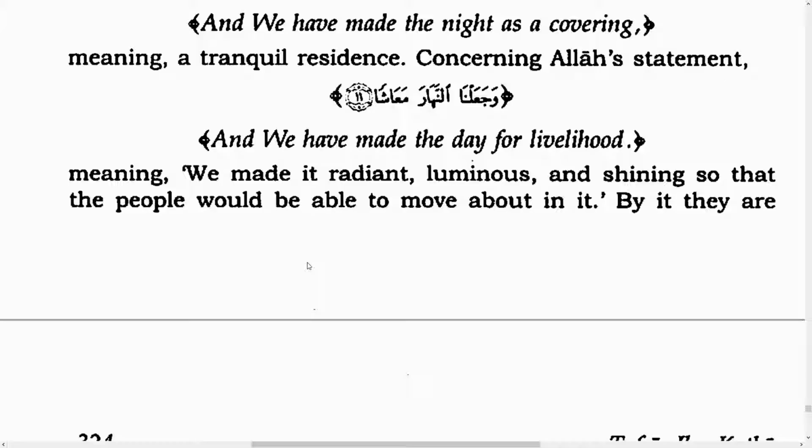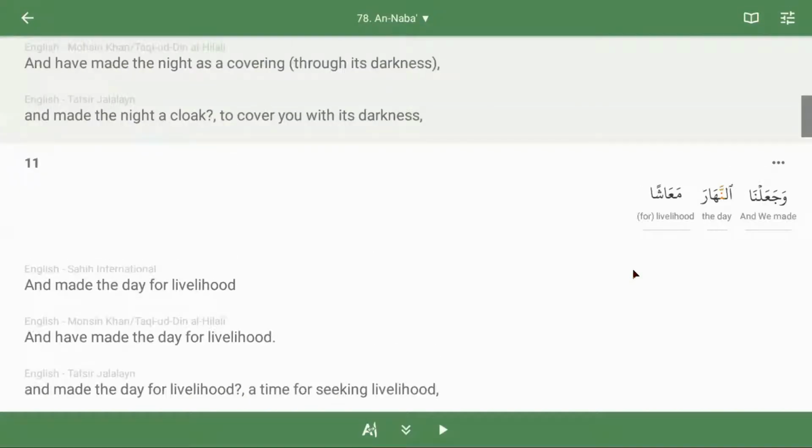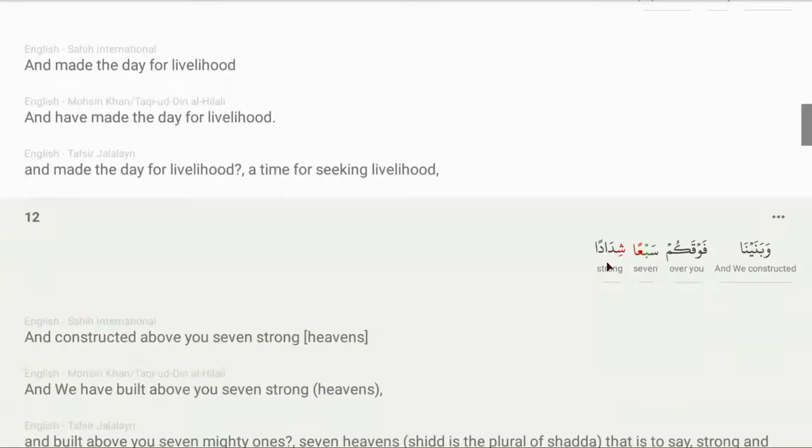وَجَعَلْنَا النَّهَارَ مَعَاشًا. Then he goes and says, وَبَنَيْنَا فَوْقَكُمْ سَبْعًا شِدَادًا. Now, again, he goes back to the physical things. Because he talked about the earth, but what about the heavens? He brings it here now. First, he talked about the earth, the mountains, the humans. Then he talked about what humans need. Livelihood they need. They need sleep. They need rest. So he made the night and the day.